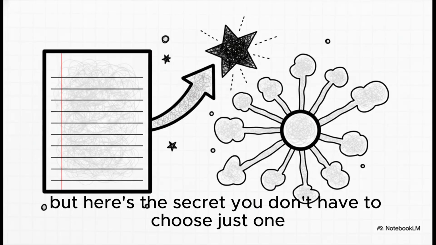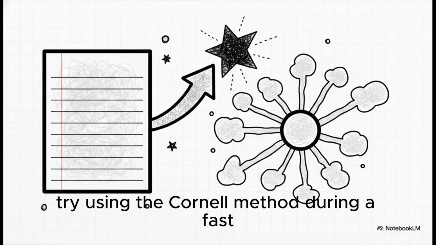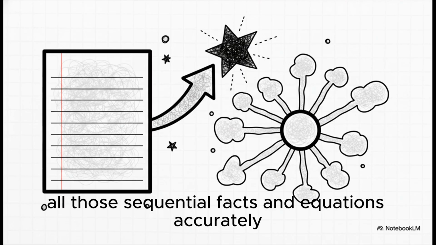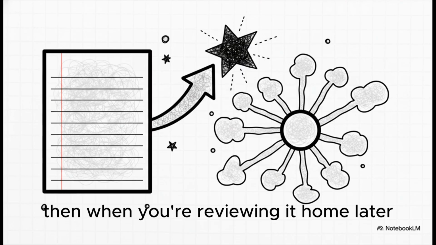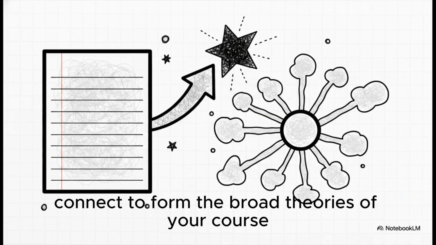But here's the secret. You don't have to choose just one. You can totally create a strategic hybrid. Try using the Cornell method during a fast-paced lecture to make sure you capture all those sequential facts and equations accurately. Then, when you're reviewing at home later, create a mind map to visualize how all those individual Cornell pages connect to form the broad theories of your course.